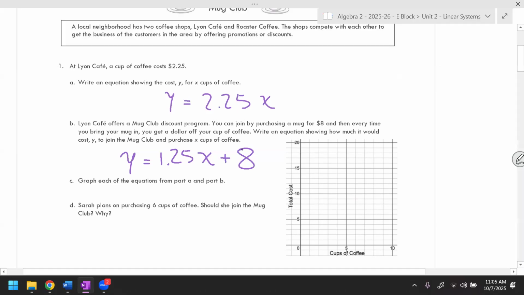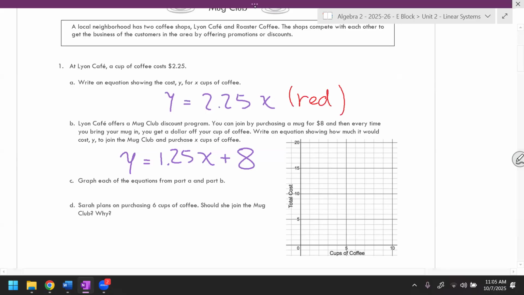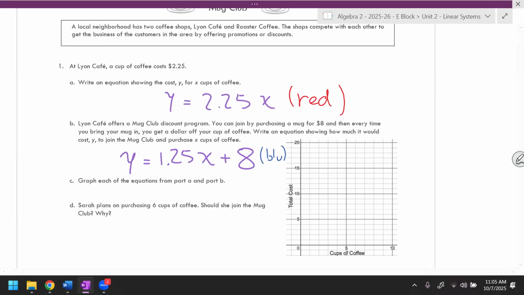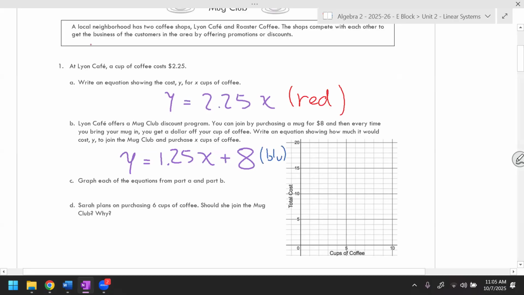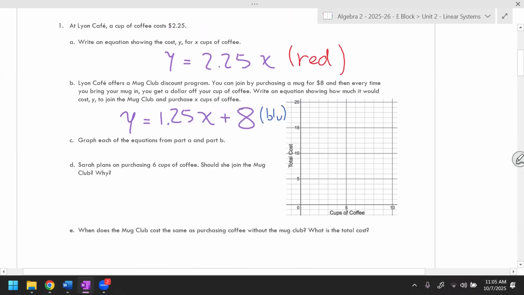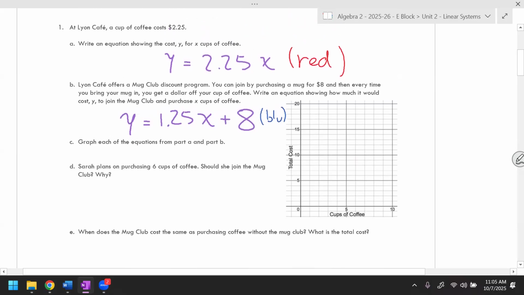Let's graph the first one in red, and let's graph the second one in blue. Okay, let's do the red one first. Do you have any data points here for the red equation for the 2.25x? Where's my y-intercept, for example? Yeah, okay, 0, 0, because remember my y-intercept is a point. So 0, 0.